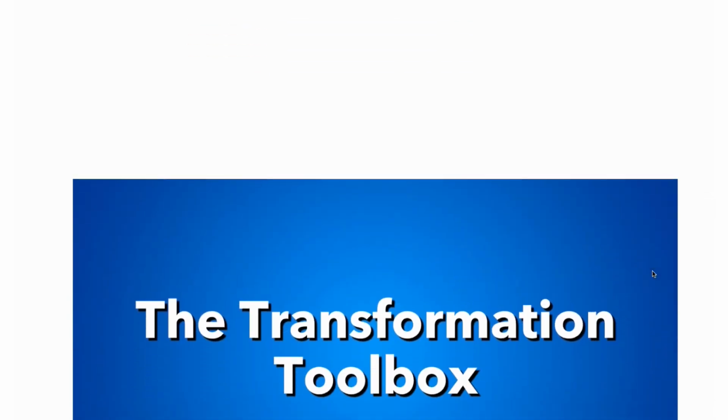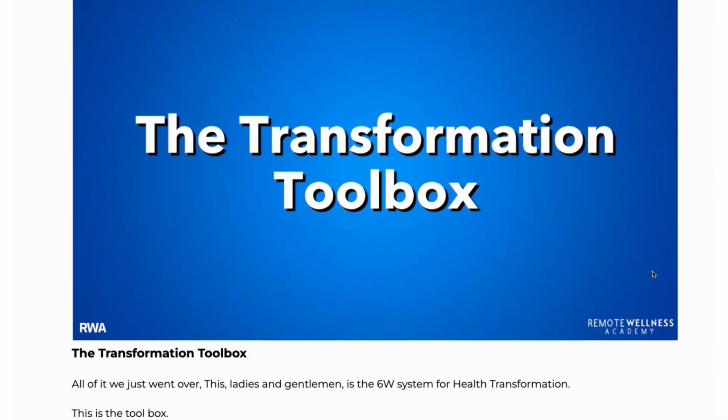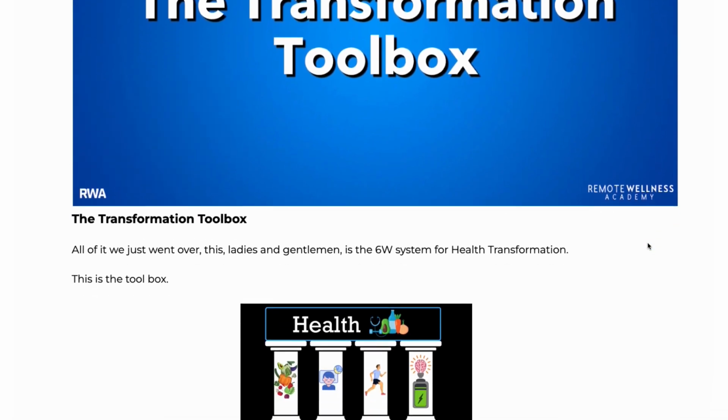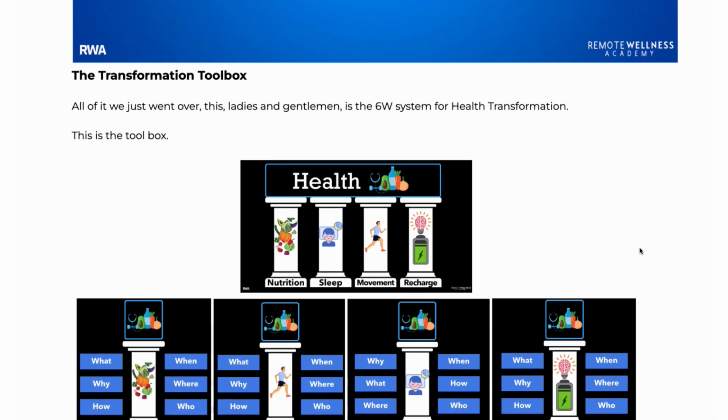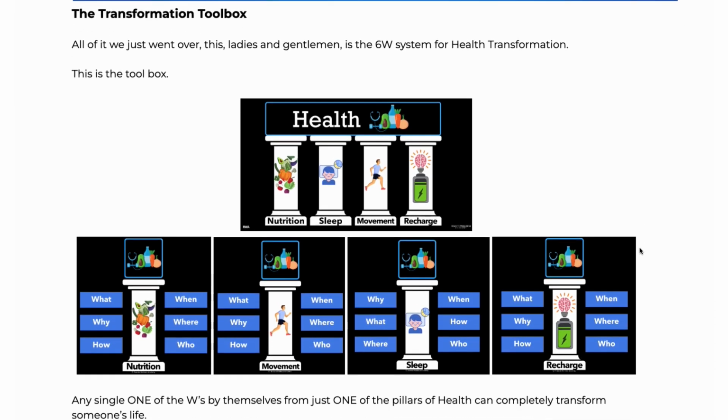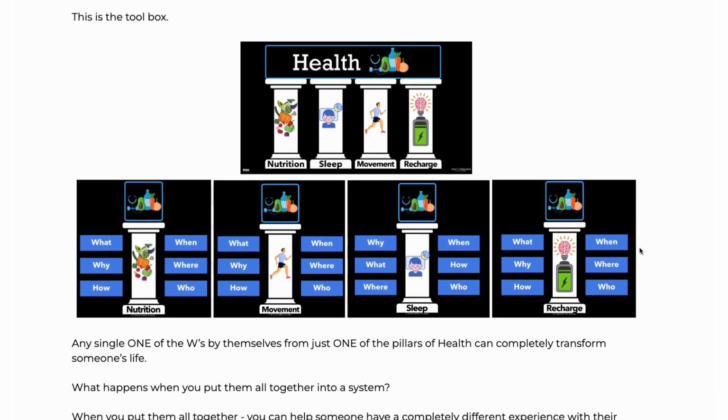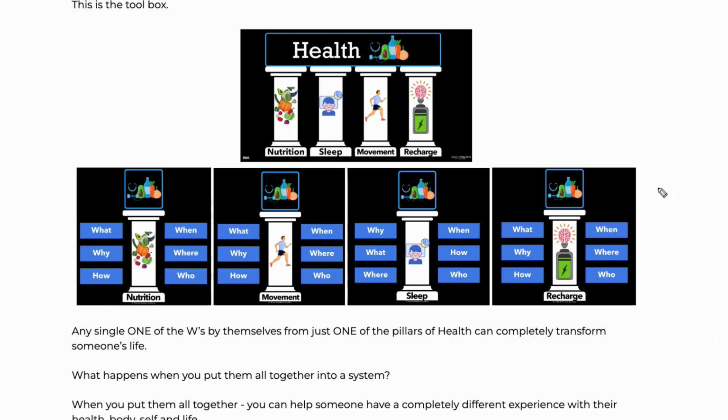And so this is what I want you to know. After looking at all of that, and after seeing and revisiting all of that, what I want you to know is that all of it, what we just went over, this, ladies and gentlemen, is the 6W system for health transformation. This is the toolbox, right? When we talk about the toolbox of health, when we talk about the 4 pillars, nutrition, sleep, movement, and recharge, and then we talk about the 6W questions within each of those 4 pillars, that is what we are talking about when we talk about the toolbox that you are going to have at your disposal with all of the seeds and the references that we have planted.